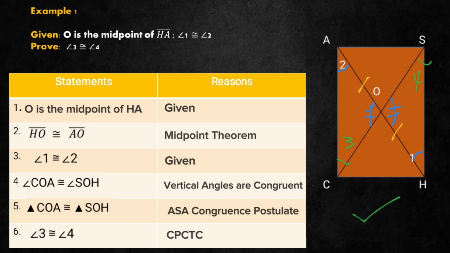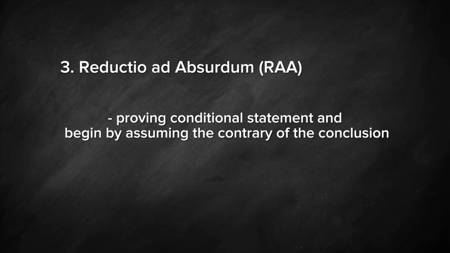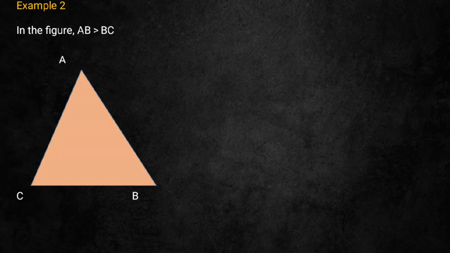The next example is proving a reductio ad absurdum hypothesis. In this type of proof, we want to prove a conditional statement and begin by assuming the contrary of the conclusion we seek. We call this contrary assumption the reductio ad absurdum hypothesis. So in the figure, AB is greater than BC. Now, we will be making a conclusion which is opposed to the idea of the statement. So how can we make it?